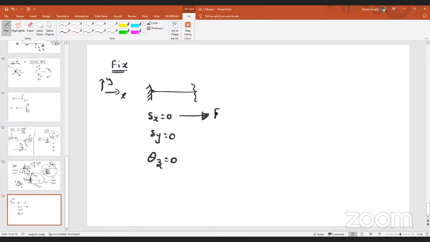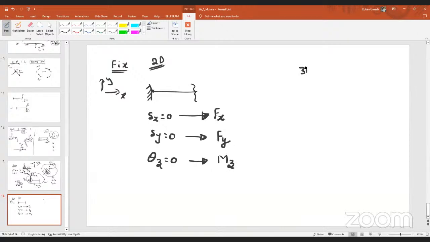It won't allow any deflection along x. That's why it will generate a resisting force along x. Similarly, it won't allow any deflection along y. That's why a resisting force will develop along y. Similarly, it won't allow any rotation about z. That's why a moment will generate. This is what happens if we are talking about a two-dimensional plane.